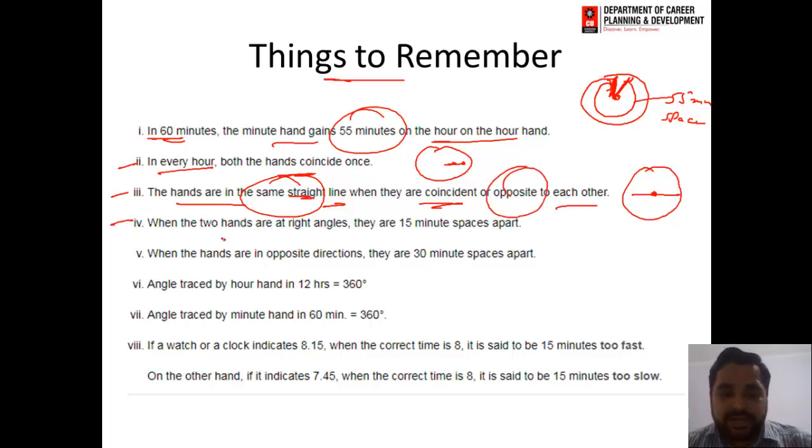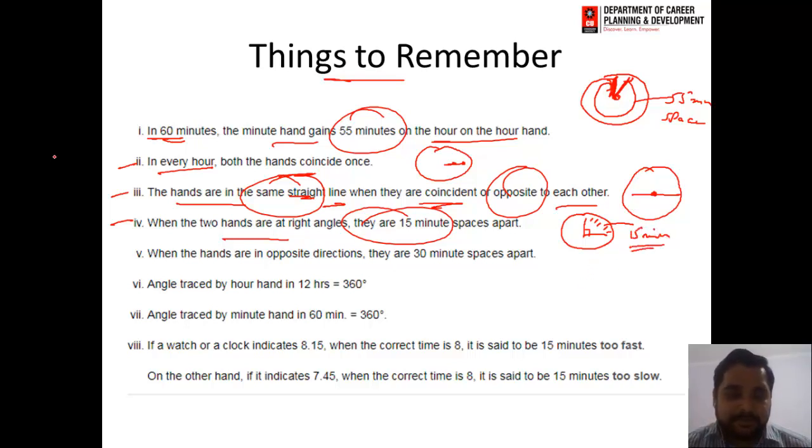The fourth one: when two hands are at a right angle, they are 15 minutes space apart. We may say that if a clock has an angle of 90 degrees, there is a 15 minute space between the hour hand and the minute hand. The fifth point says, when the hands are in opposite directions, they are 30 minutes space apart.